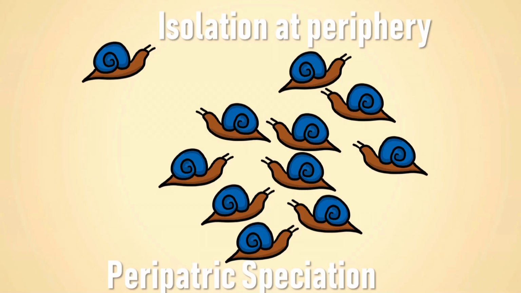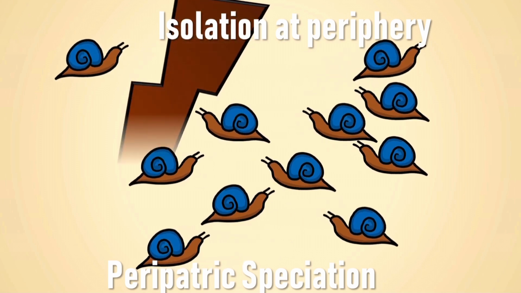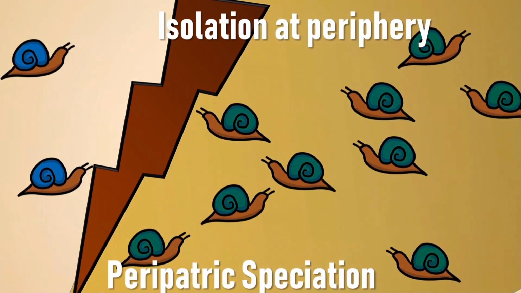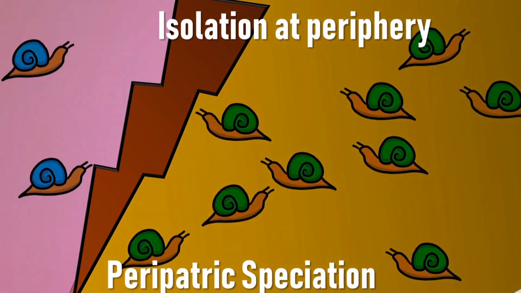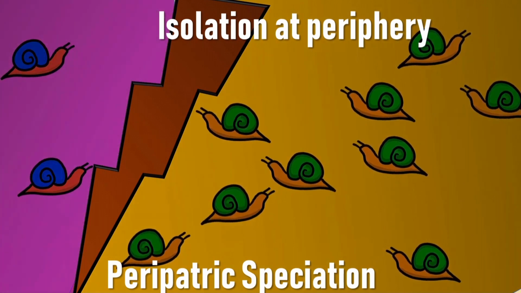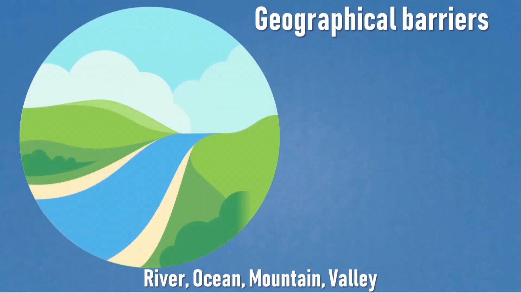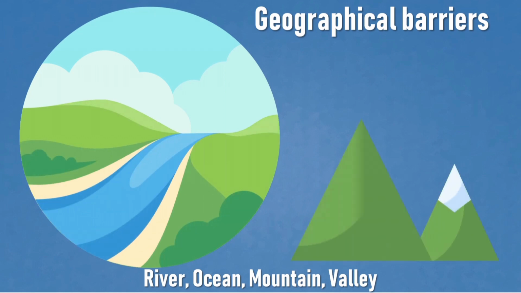Peripatric speciation is similar to allopatric speciation. Geographical isolation occurs at the periphery, isolating a small population. This small population evolves separately from the parent population. Over a period of time, two species are formed that cannot mate. The geographical barriers can be a river, an ocean, mountain, valley, etc.